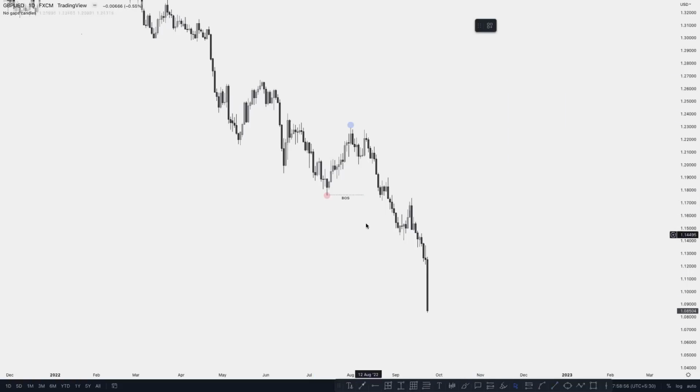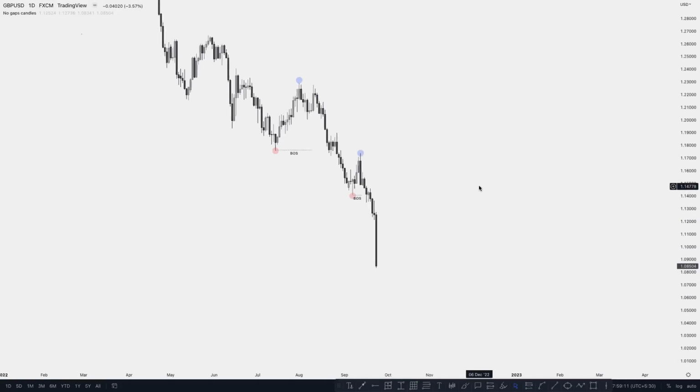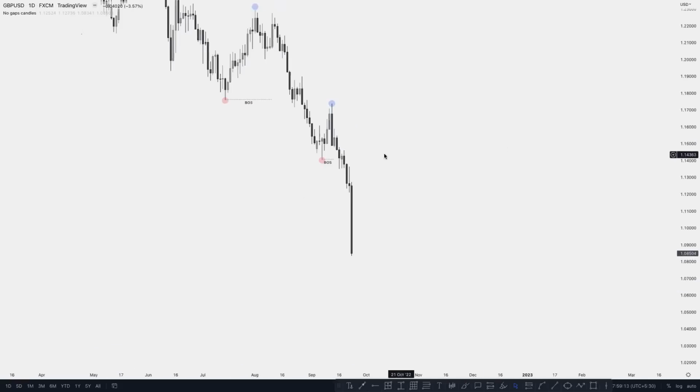And after the break of structure, what happened? Market pushed downside and a new structure is here, this one, and this one is a new lower low, and again the break of structure is here, right? And in this case, where is our possible scenario for sell? In this case, there is no area of interest for the sell.